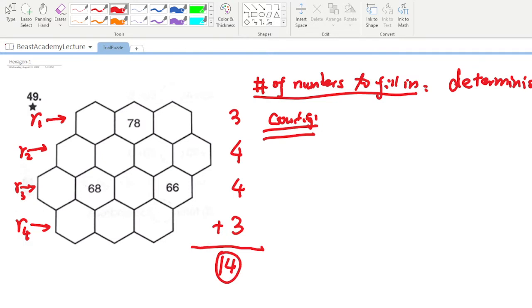That means including the numbers they give to you, we totally need to fill in 14 numbers. I mean, including the numbers they already give to you, we need to fill in 14 numbers in total. And these 14 numbers, based on the game requirement, are consecutive numbers. Am I right?